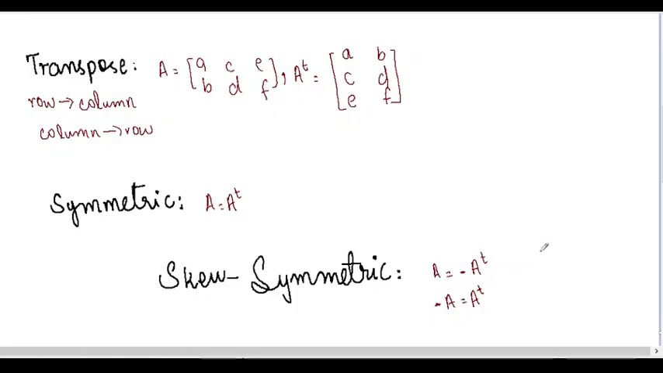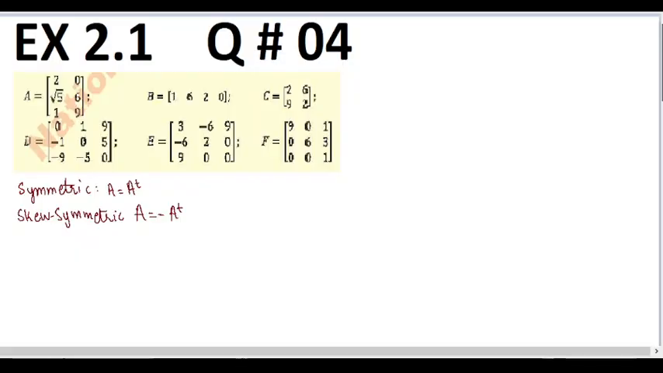Now we are going to start question number 4. In question number 4 you are given this matrix as A and you have to check if it is symmetric or skew symmetric. So first of all I am going to write it over here. A equals [2, square root of 5, 1; 0, 6, 9]. Now we have to check whether A is symmetric, skew symmetric, or none of these.